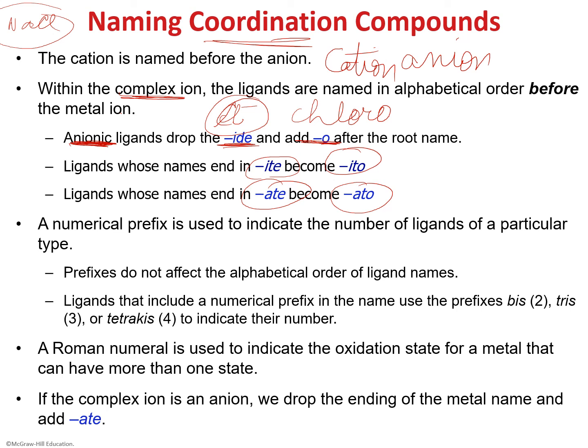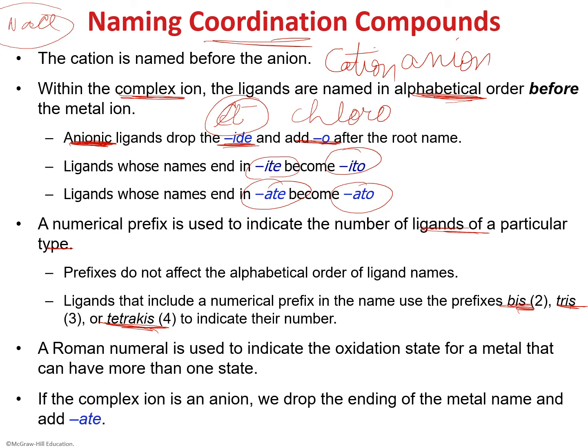Now, what is the next thing? A numerical prefix is used to indicate the number of ligands of a particular type. Prefixes do not affect the alphabetical order of the ligands. So remember, we put these ligands in alphabetical order, and the prefix is put before the ligand name. If it's one, you don't put any prefix. If it's two, you put bis. If it's three, you put tris. If it's four, you put tetrakis. You only have to learn till here: bis, tris, or tetrakis. So 2, 3, 4.